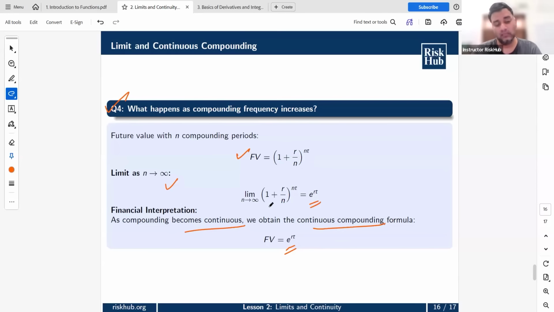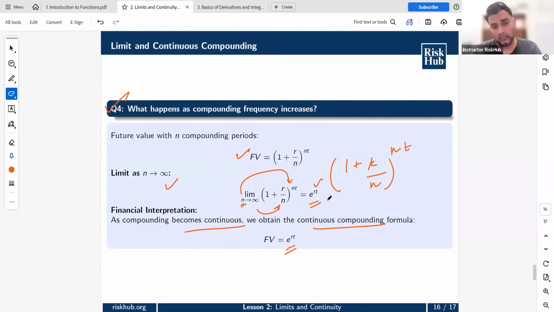Why? How are we getting e^(rt) here? Limit n tends to infinity. See, we have 1 plus r by n, where n is very large, and here also n is very large, n into t. So please understand, the effect of n comes here also. Then we get e^(rt). You don't need to derive it, just remember it.